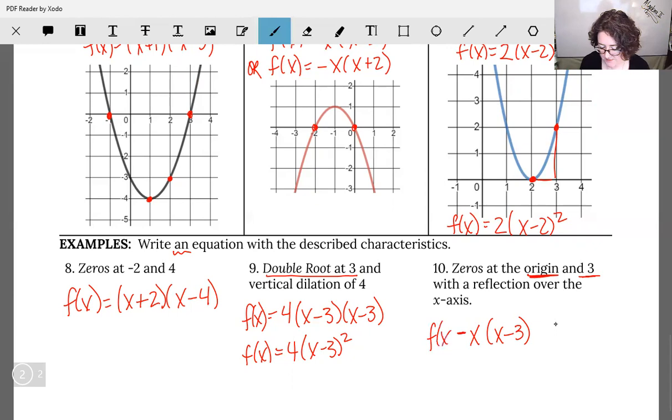And there's my function. And again, not the only functions that have these properties, but I'm limited by how much information I'm given. Now, if I'm given a graph, I can get really specific. But if I'm not given that graph, as long as the equation has those properties, I'm good to go.